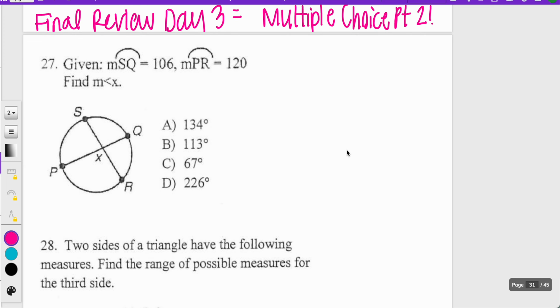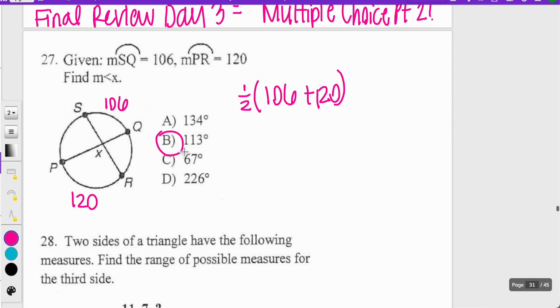For number 27, given the measurement of arc SQ is 106 and the arc PR is 120, find the measurement of angle X. This is when we can take those arcs, add them together, and then split them in half. So 106 plus 120, divide it by 2, we're going to get 113.